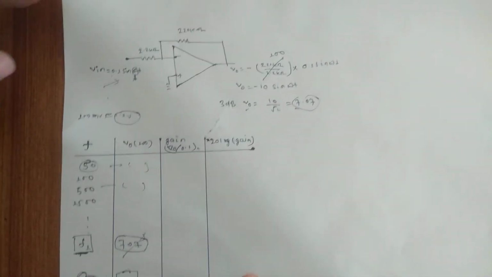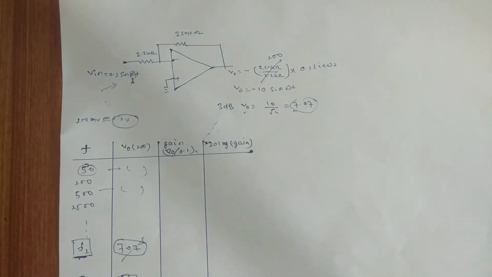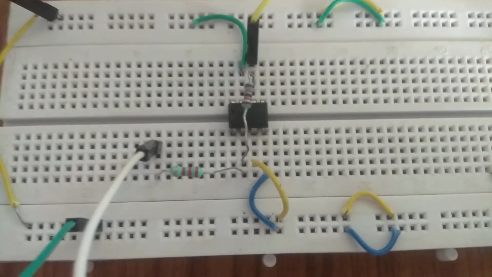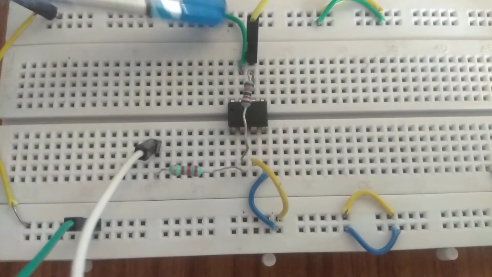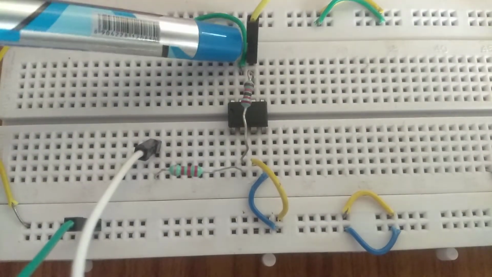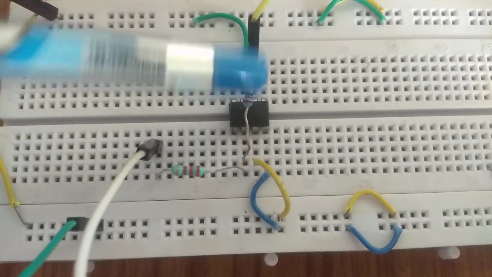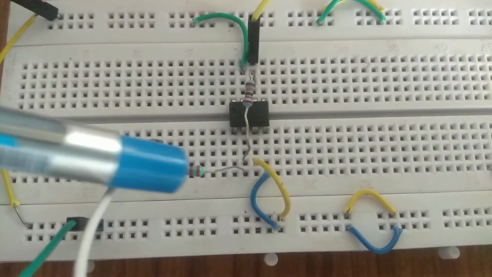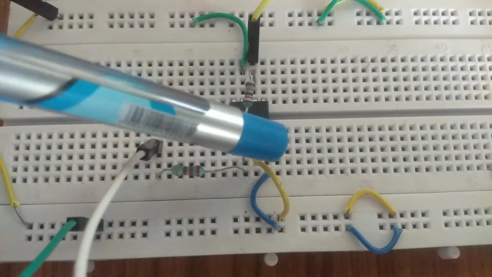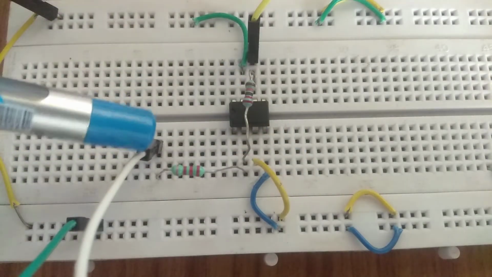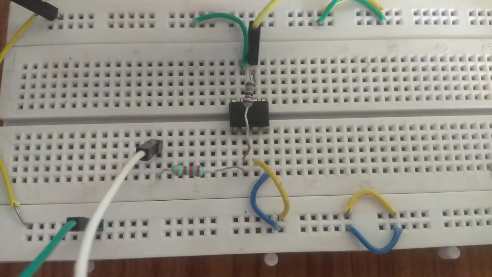Now we are going to construct the circuit on the breadboard. This is the circuit for the inverting amplifier. Here the biasing with the green one is the positive biasing, and with the blue one we have done the negative biasing. This is RF of 220 kilo ohm. This is R1 of 2.2 kilo ohm, and positive has been grounded. From here we are supplying 0.1 sin omega t, and from here we are taking the output.